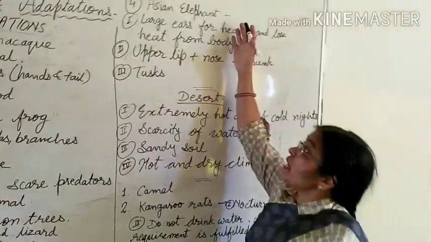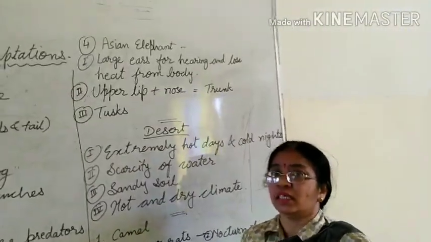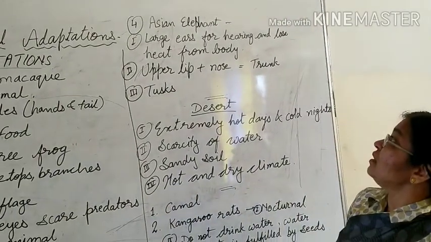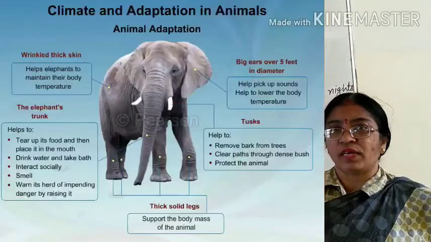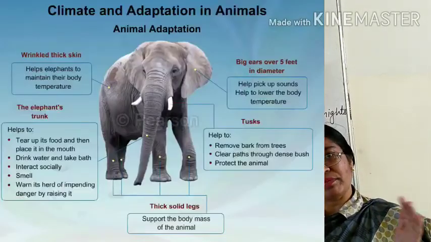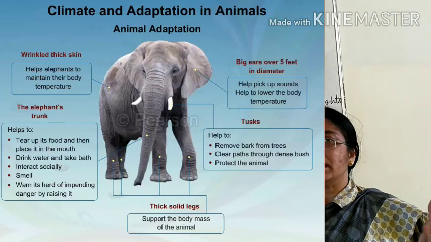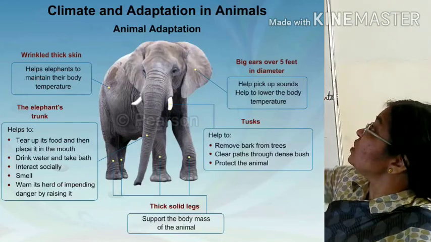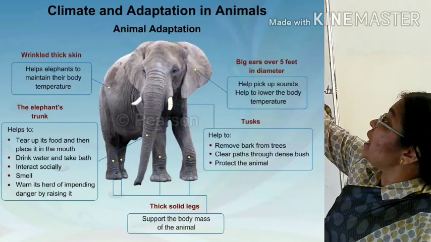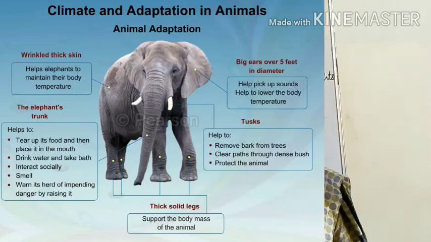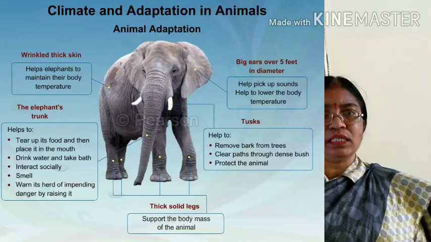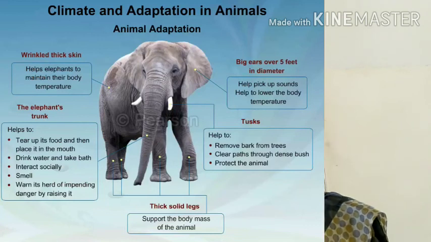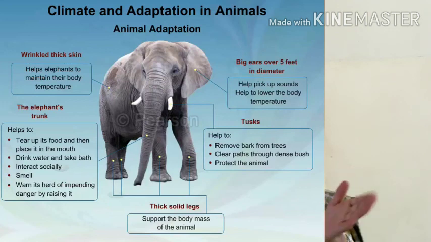Now we will talk about the Asian elephant. It is a large animal, and you know that in all elephants large ears are found, and they continuously wave their outer ears, that means ear pinna. These large ears not only help for hearing but also help in maintaining the body temperature. With the help of waving these large ears, elephants can lose their body heat and easily maintain their body temperature.